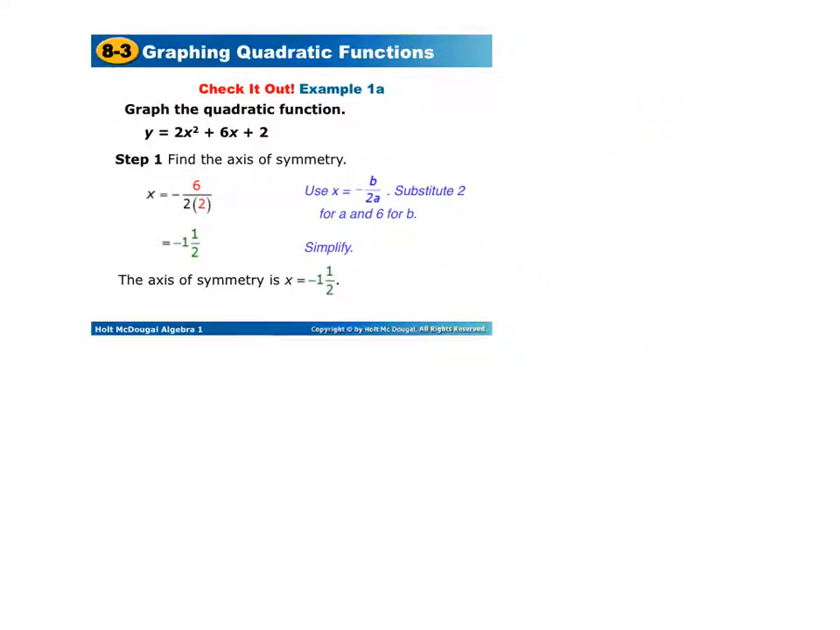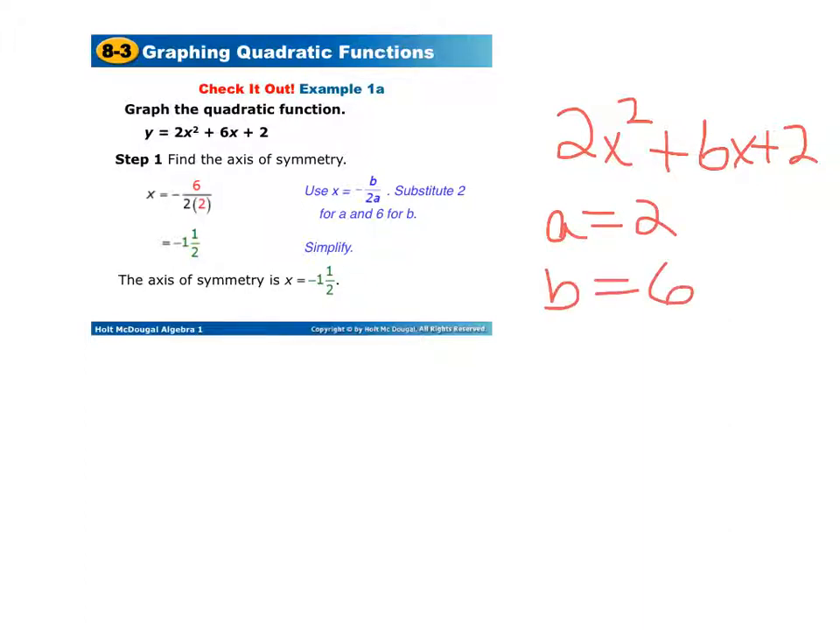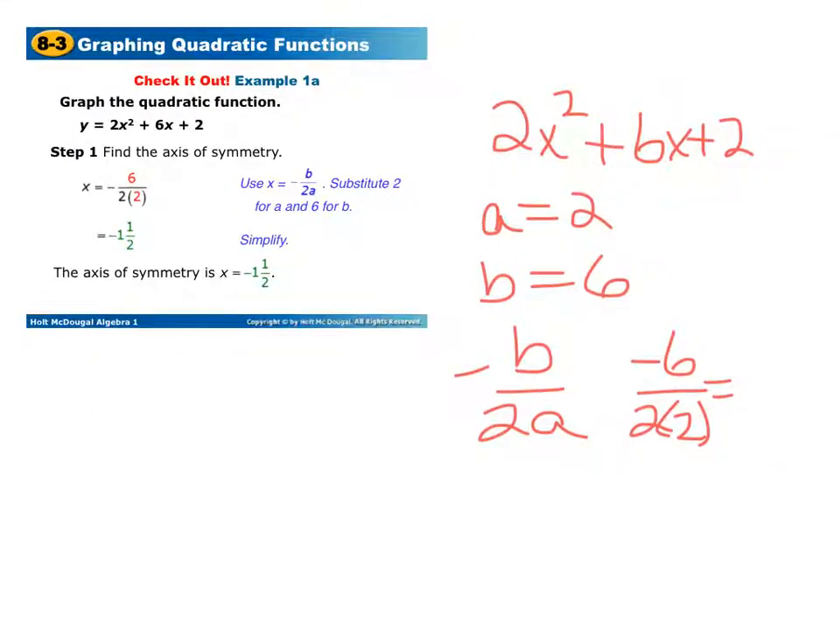Again, just like last night's homework, we are going to find the axis of symmetry first. Our A term is 2, our B is 6. We're plugging it into this formula. Opposite of B is -6, over 2 times 2. So we end up with -6 over +4, which gives me -3/2, which turns into -1 1/2.